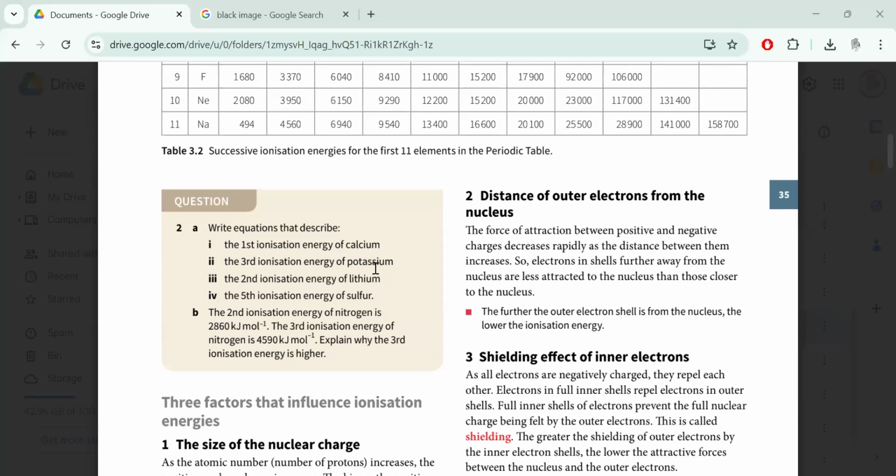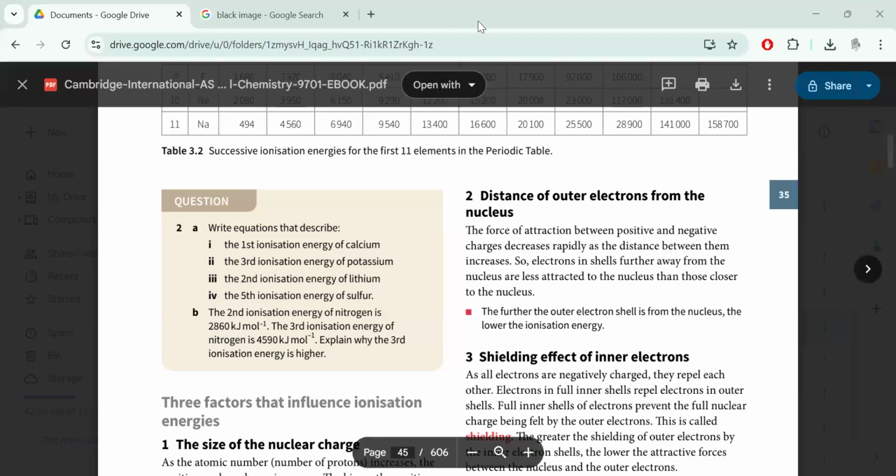Okay, so I'm going to explain the reason why. There are actually a few reasons why the third ionization energy is going to be higher than the second one. First of all, if we look at the electronic configuration, I'm going to annotate again. Say the configuration of nitrogen. Nitrogen has an atomic number of 7, meaning that the configuration would be something like this.